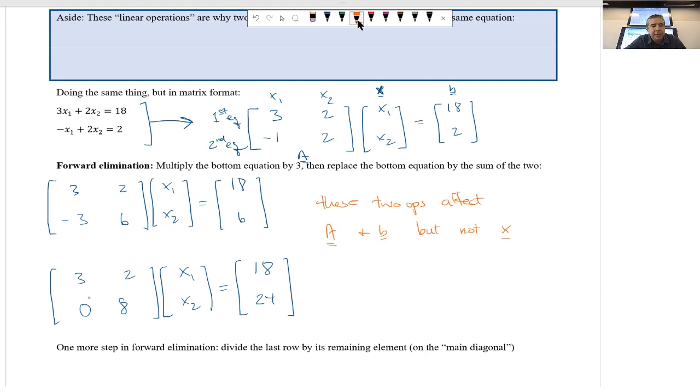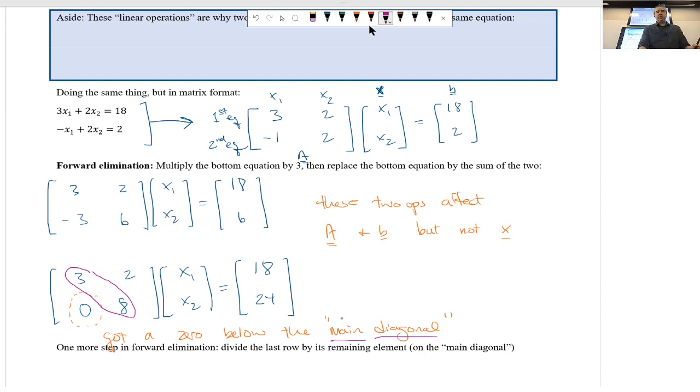And the other thing to note is I did what I wanted here. I got a 0 below the main diagonal. Right, so my main diagonal here, I'm going to highlight that in purple. So I have zeros in every element below the main diagonal. That's what I want. This is what's known as the forward elimination step.